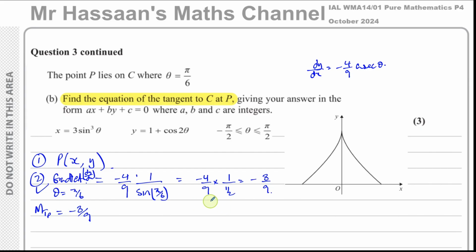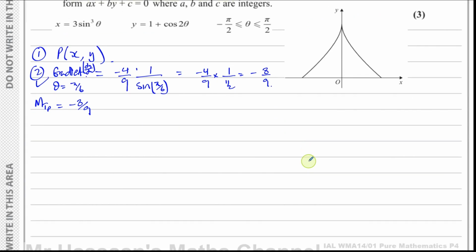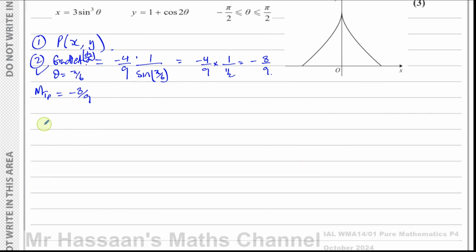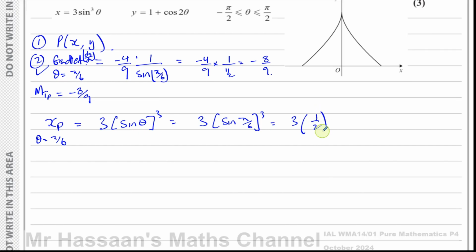Now we've got to find the coordinates of P, which is done easily because we know that x equals 3 sine cubed theta. So the x coordinate of P is going to be when theta is equal to pi over 6 in the equation 3 sine cubed theta. Now remember, 3 sine cubed theta is the same as 3 times sine theta, cubed. It's just written in this form. So that's 3 times the sine of pi over 6, cubed. Now pi over 6 is 30 degrees. The sine of 30 degrees is a half. So it's 3 times a half cubed, which is equal to 3 over 8.